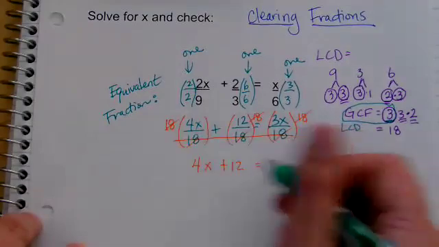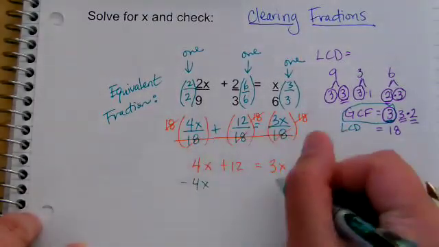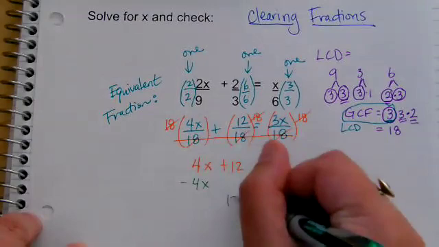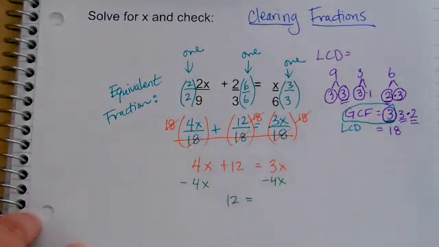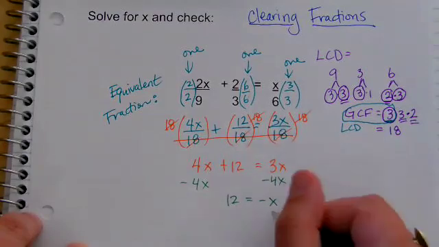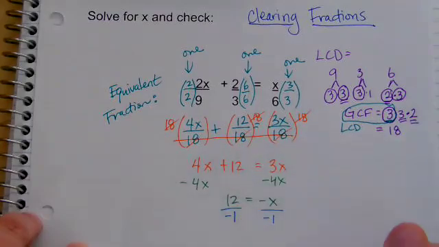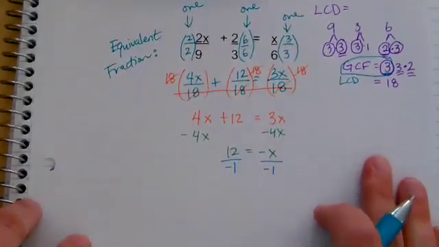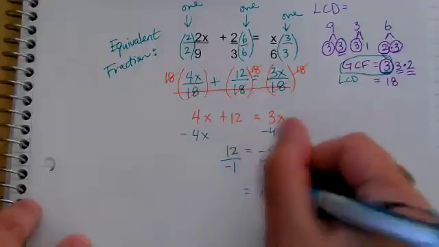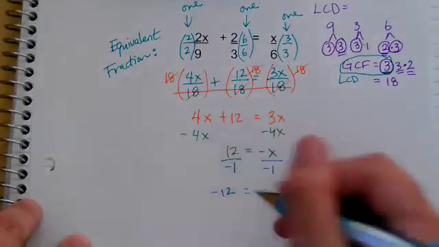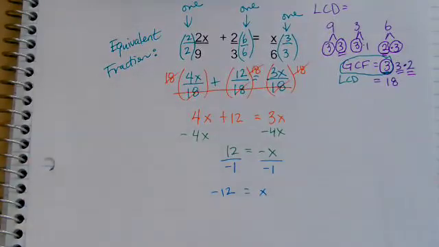Probably it'd be easiest if I subtract 4x from both sides, right? I get 12 equals negative x. I want to get x by itself. It's not quite by itself yet. So to get x by itself, I can divide both sides by -1. I should get x equals -12.